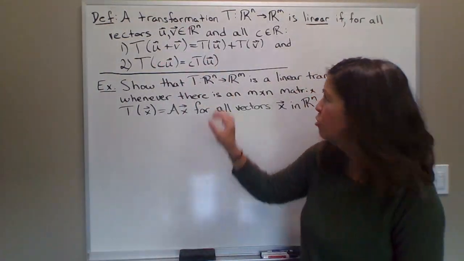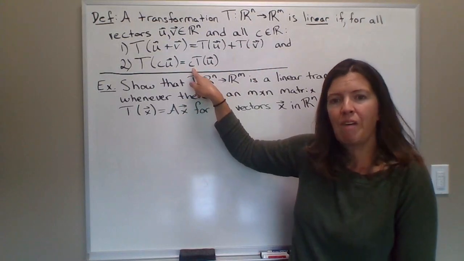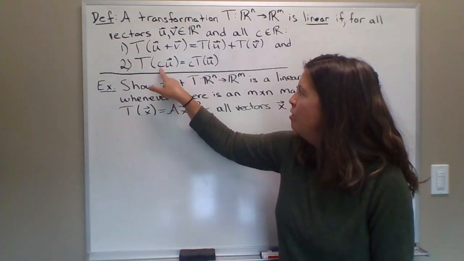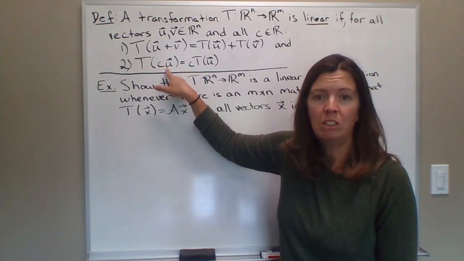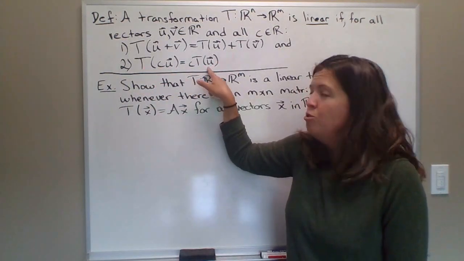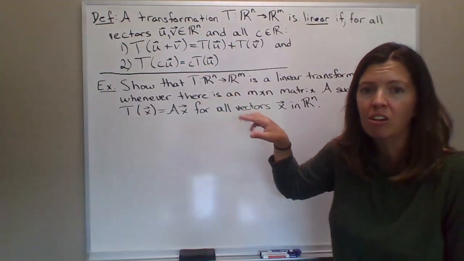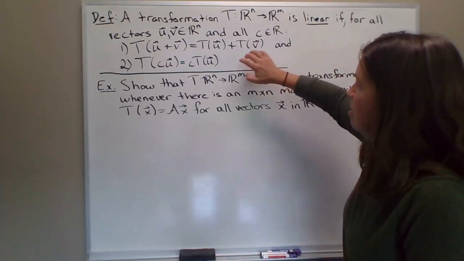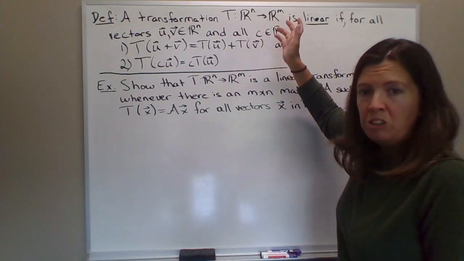The other property of a linear transformation, so it's got to satisfy both of these, is that you can pull a scalar out front. If you have a scalar times a vector, you get the same result if you apply the transformation to that product, or if you just do the transformation of the vector u and then multiply by c after the fact. The result is the same. So these are the two properties that are required in order for a transformation to be considered linear.